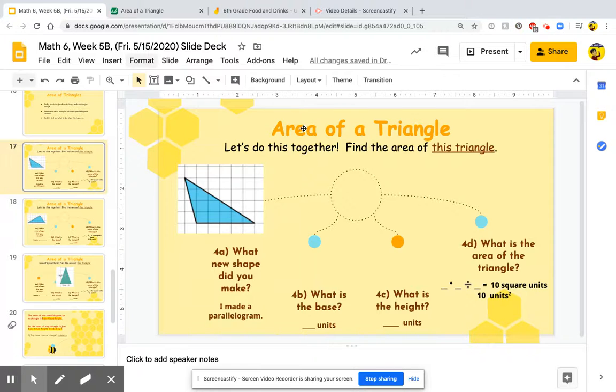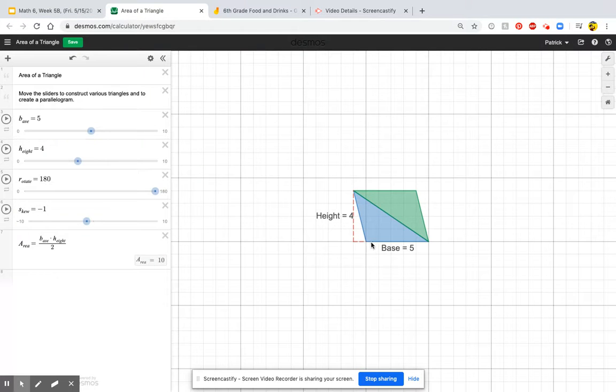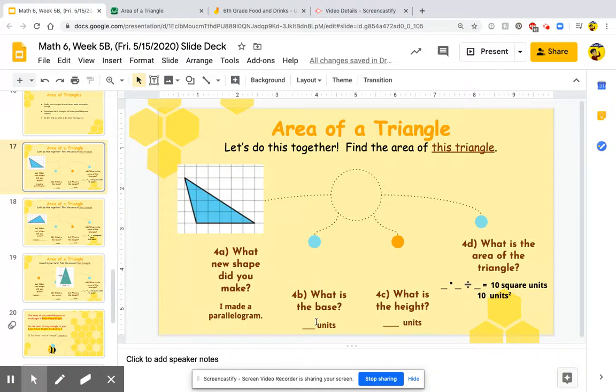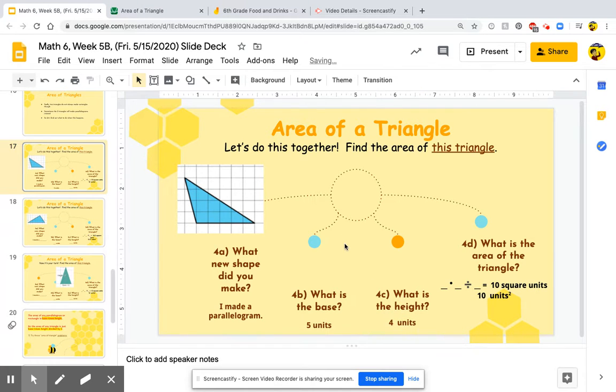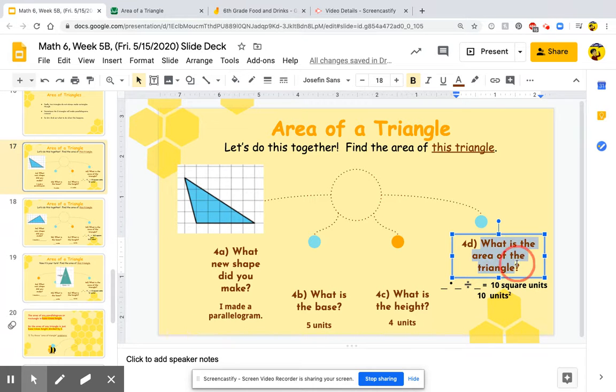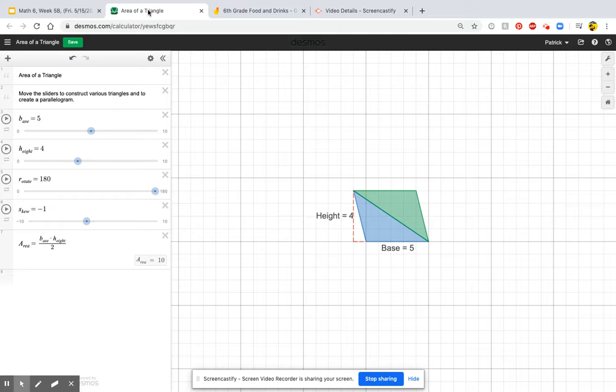So what is the base? The base is still 5 of this parallelogram. The base is still 5. And the height, it's still 4, okay? The height didn't change. So the base is 5. The height is 4. Okay. Well, wait a minute. How do we find the area? Because 4D says, what is the area of the triangle? What do we do? Okay.